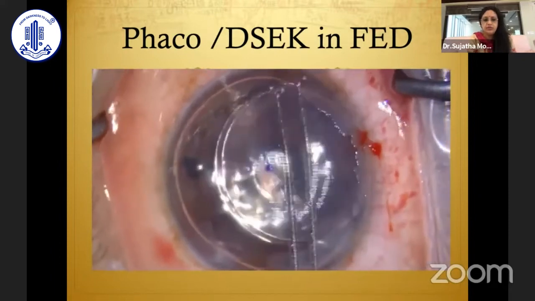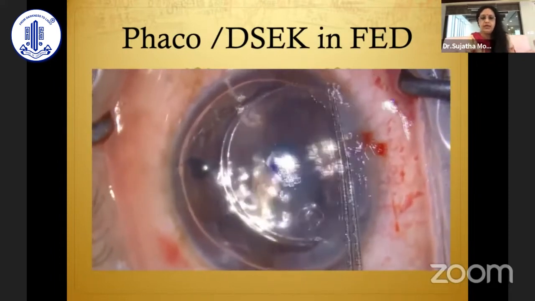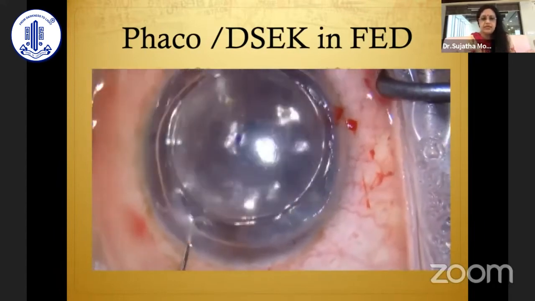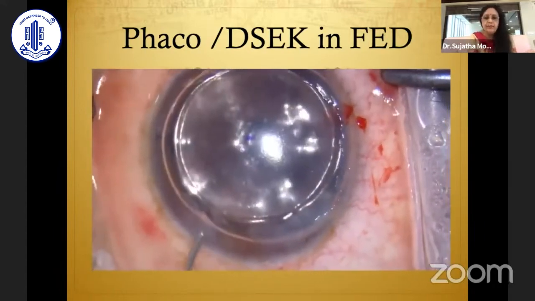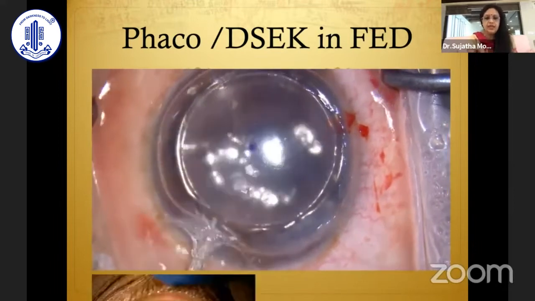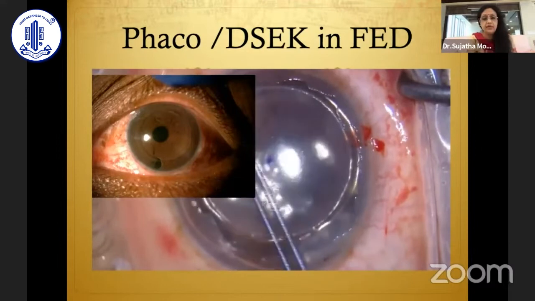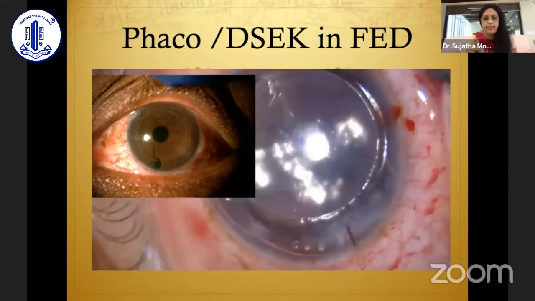It's always better to go to the center and inject, then the graft does not slip to the sides like what is done. You can use a reverse Sinskey to center the graft and fill it up with air. This is a post-operative outcome of this patient. As you can see, a very clear graft in about a week's time.